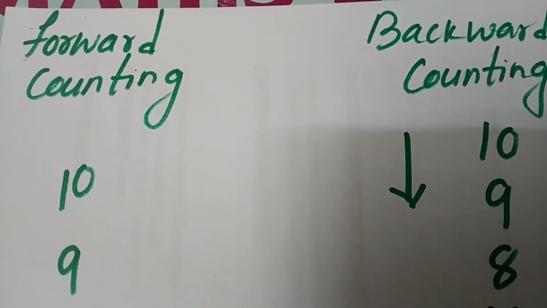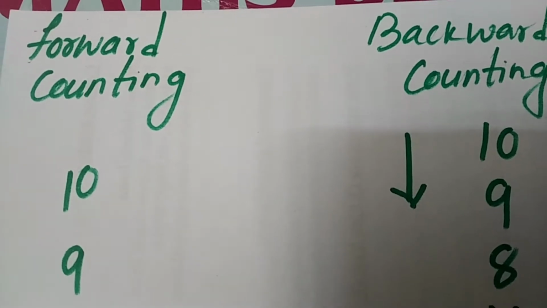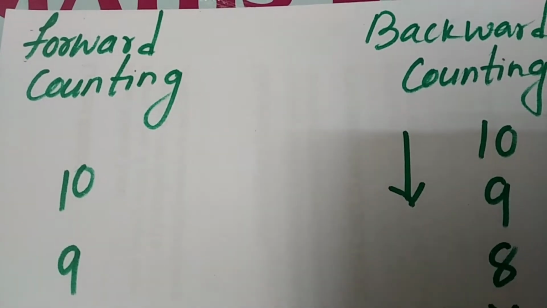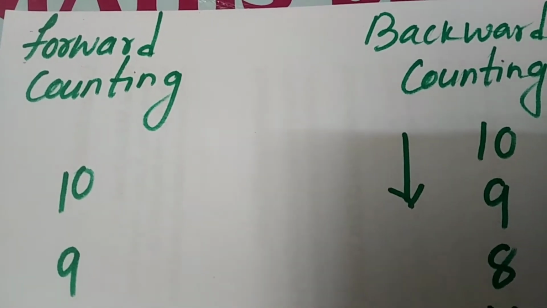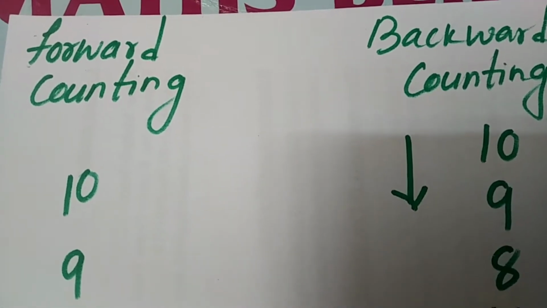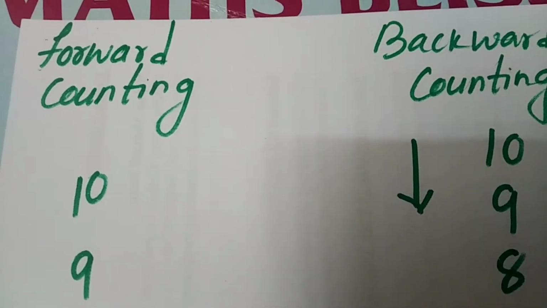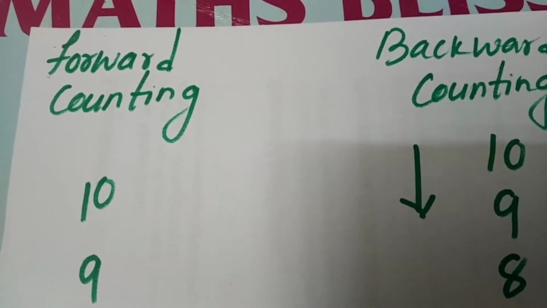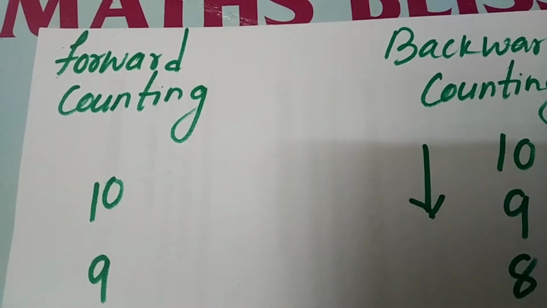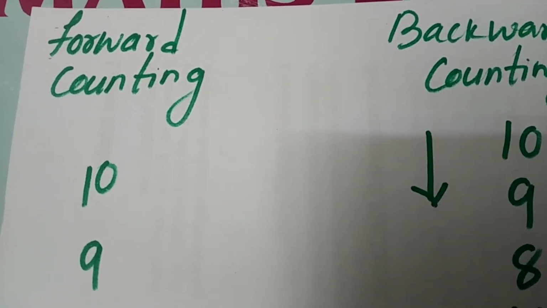Now what do you mean by descending? D for descending, D for decreasing. That means 10, 9, 8, 7, 6 like that. If we are decreasing the order, that means from biggest to smallest we are arranging, that is called descending.